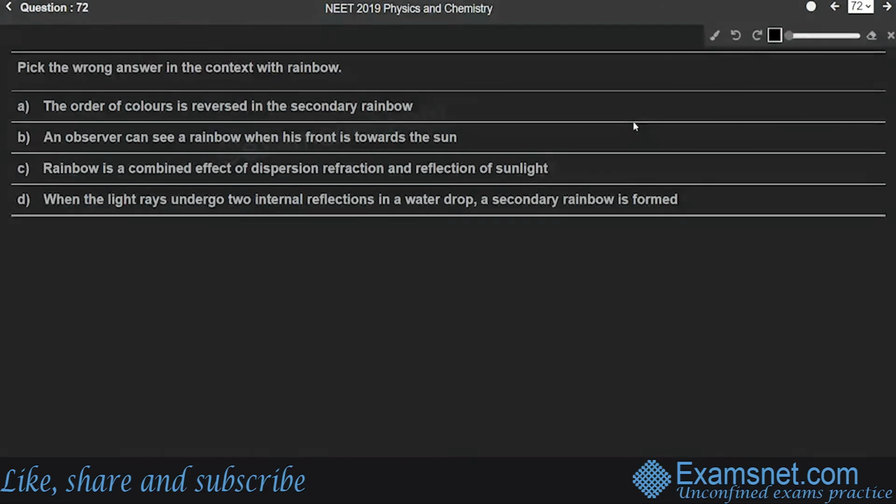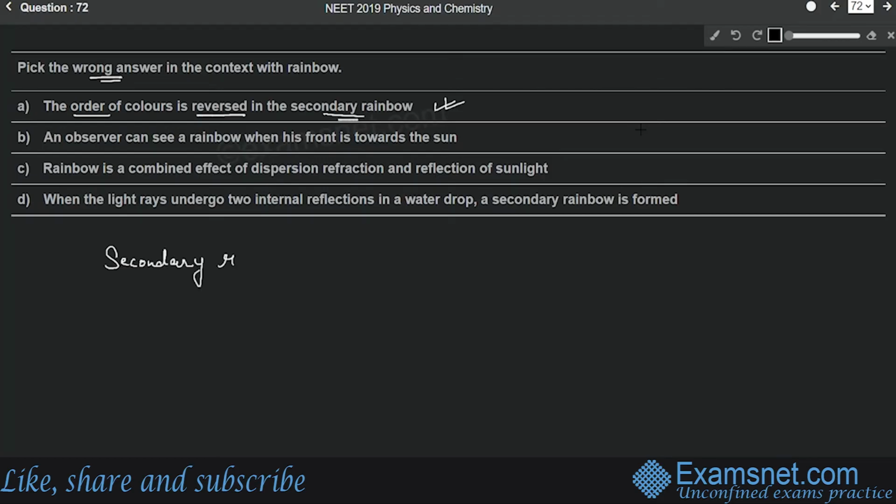Question number 72 is from the chapter Ray Optics and Optical Instruments, and the question is, pick the wrong answer in the context with rainbow. Okay, so we have to find out the incorrect option. Now the first statement says the order of colors is reversed in the secondary rainbow. So this is a correct statement. What is a secondary rainbow? Secondary rainbow is caused by the second reflection.